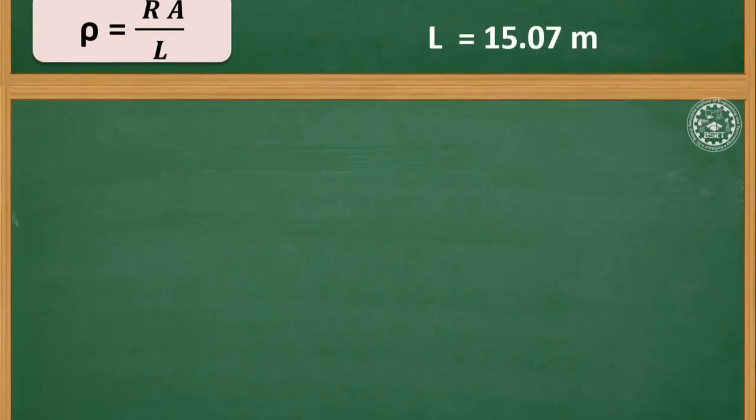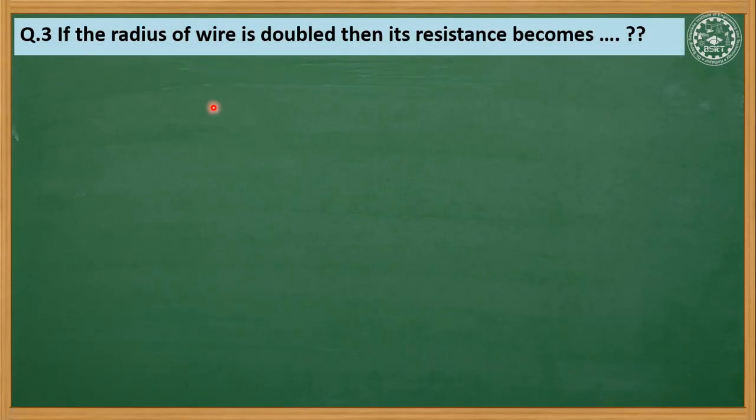Let us go towards the next example. If the radius of wire is doubled, then its resistance becomes what? If the radius of the given conductor or wire is doubled, what will happen with respect to resistance is what is asked here.